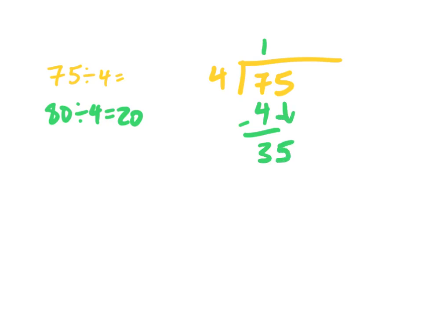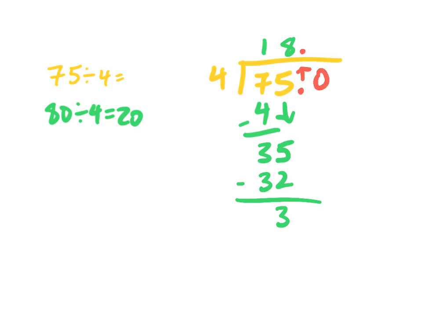4 goes into 35. Let's see, 4 times 9 is 36. That's too big, so 4 times 8, which is 32. I subtract and that leaves me with 3. Now instead of stopping here and just saying 18 remainder 3, what I can do is add a decimal point that I'm going to float straight up into my answer. The decimal in the quotient is going to line up with the decimal in the dividend.